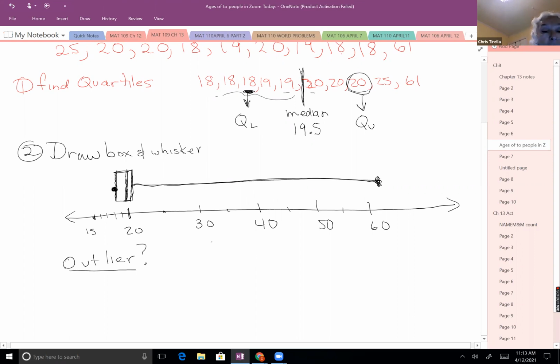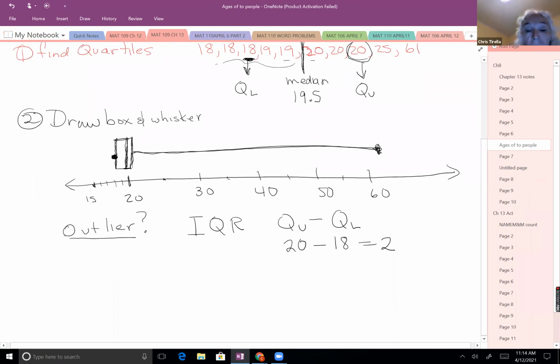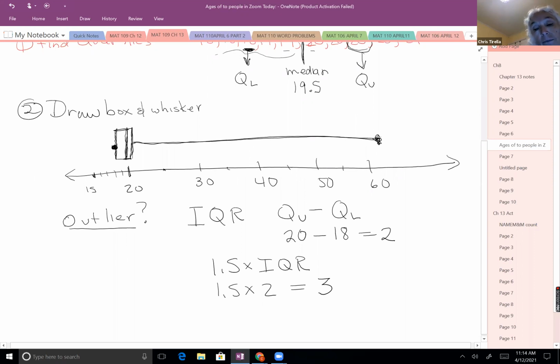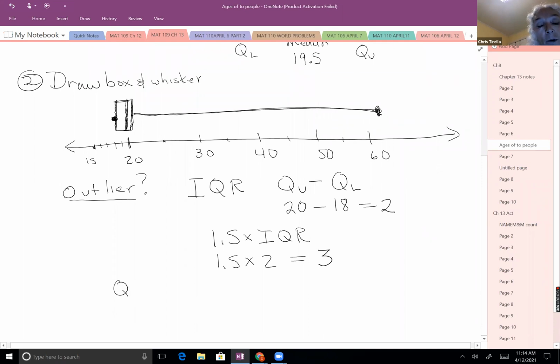To decide if we have an outlier, remember the first thing that we wanted was our interquartile range, which was our upper quartile minus our lower quartile, which would be 20 minus 18, or 2. Then we take 1.5 times the interquartile range, which would be 1.5 times 2, or 3. If I take the lower quartile, 18, and subtract that, I get 15. So anything below 15 is an outlier.